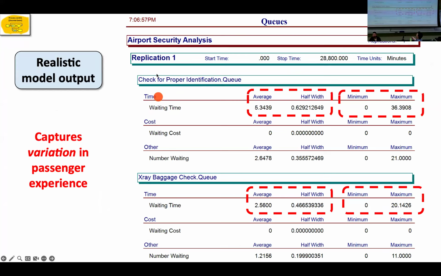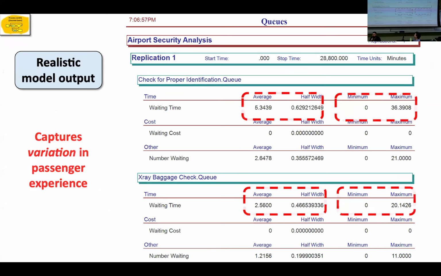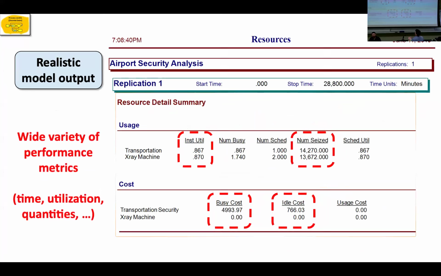So this is the waiting time at a particular queue. Not only are you getting average time, but you're getting confidence intervals. You're getting the whole distribution of time out, real world data with real variation. That's what we like in this class, that real world variation. You get utilizations, you can even get costs. You can say every time I use a resource, it costs a certain amount. Every minute the resource is idle, it costs me a certain amount. And at the end of the day, Arena automatically calculates those costs for you.